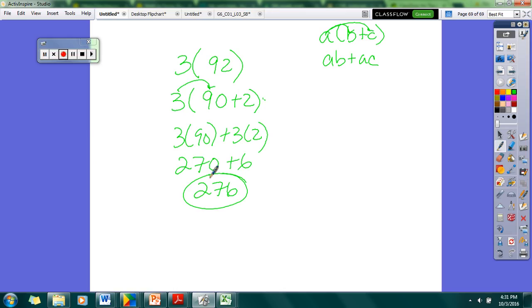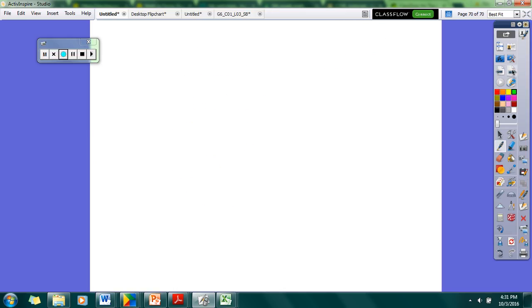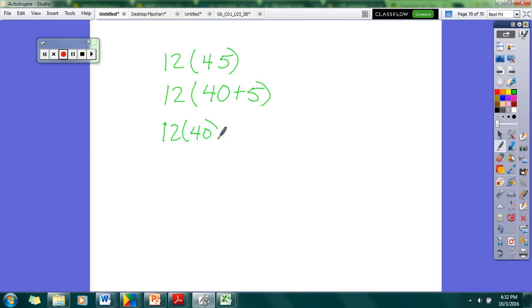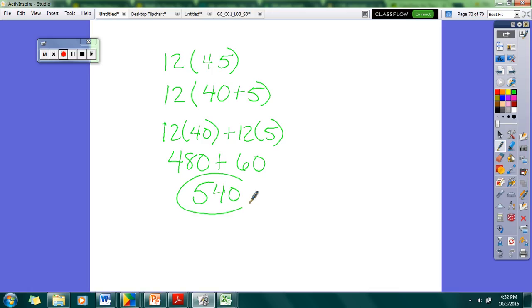So let's do a couple more. I'm going to do one more example, and then I'm going to put them on your own problems. So for example, what happens if I have 12 times 45? Okay, I'm going to take 12, pull it out. I'm going to split up 45 into 40 plus 5, and I'm going to distribute the 12 to the 40. So 12 times 40 plus 12 times 5. Now 12 times 4 is going to be 48, add a 0, plus 12 times 5, which is going to be 60. So my final answer would be 540.